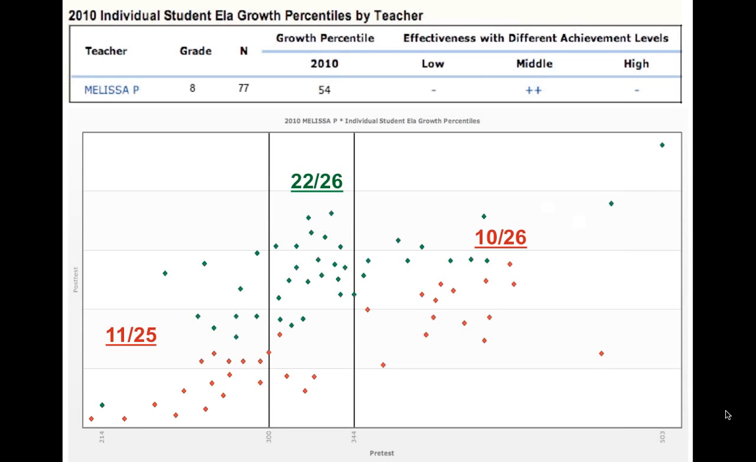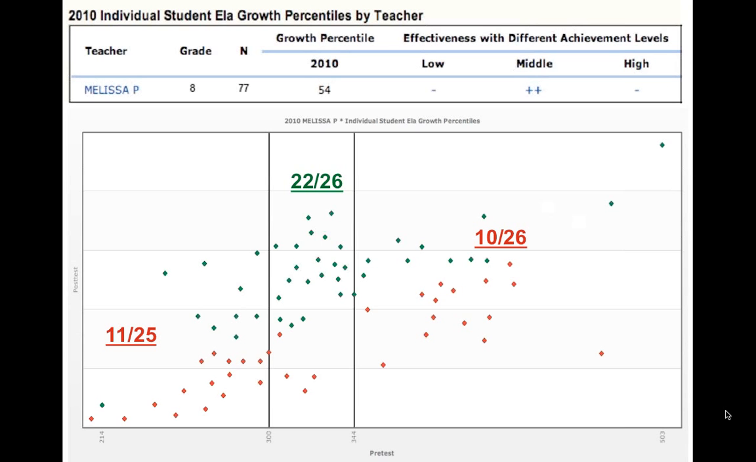Melissa P. is an 8th grade teacher. We know that by looking under the grade column. She is teaching 77 students that are in her analysis. That's what that N stands for. Her median growth percentile is 54, slightly above average. Average growth is 50. And finally, Melissa P. is producing excellent learning growth with her middle achieving students.